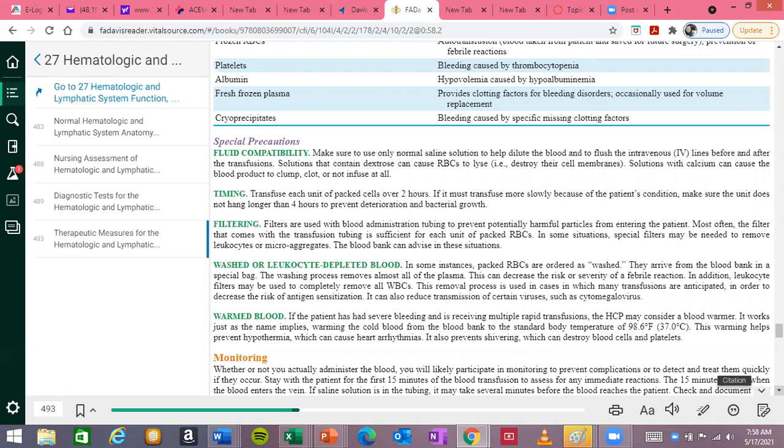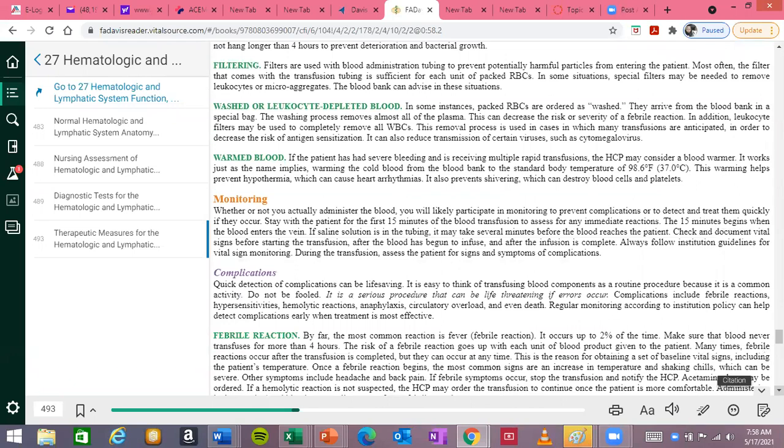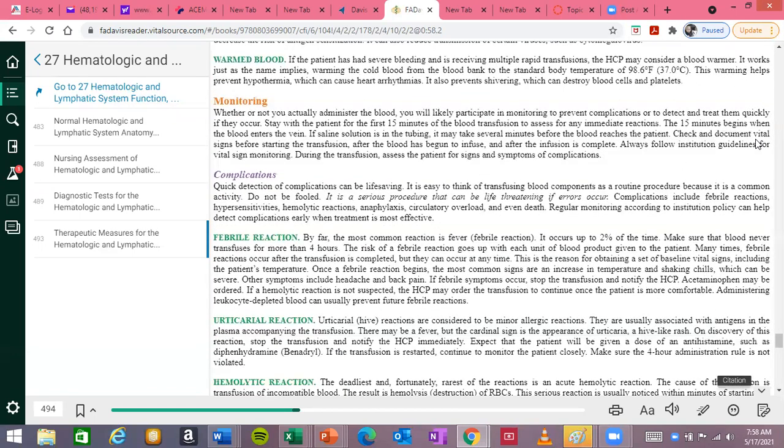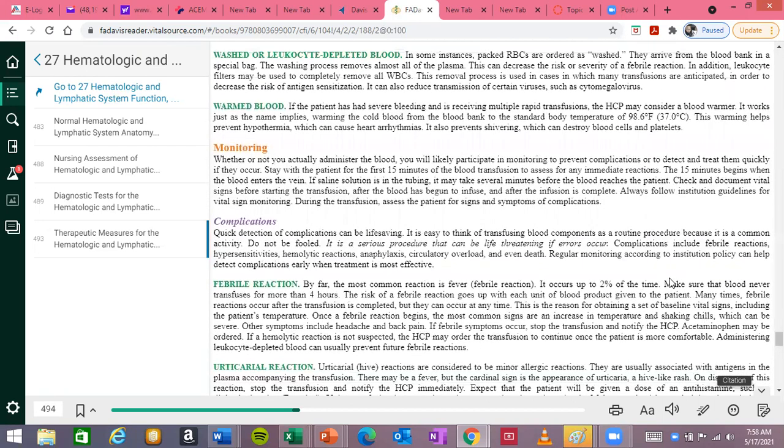And it talks about monitoring a patient who is receiving blood. Right before we administer blood, we need to get a set of vital signs so we have baseline vital signs. Typically within the first 15 minutes of a blood transfusion is when a patient will have a reaction. So a nurse has to remain with that patient for the first 15 minutes of the transfusion. Then a nurse can have an LPN or a CNA monitor the patient. Literally, the first 15 minutes is where your patient is at risk for a transfusion reaction.